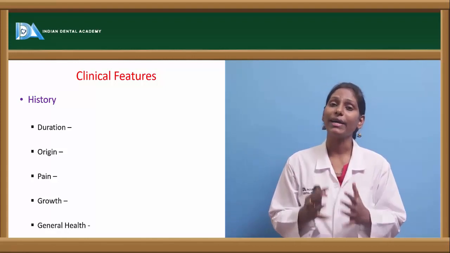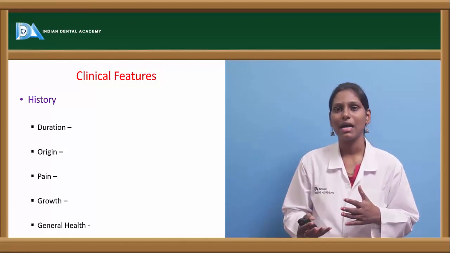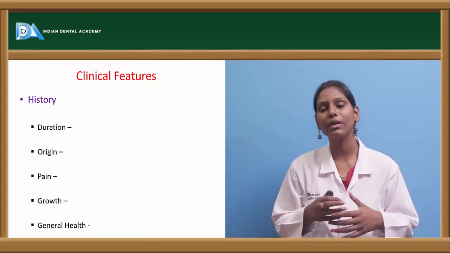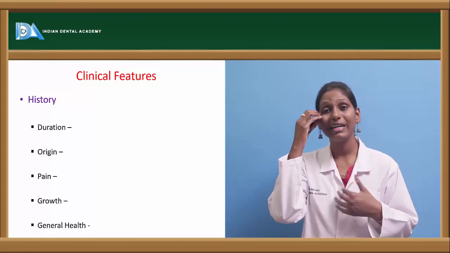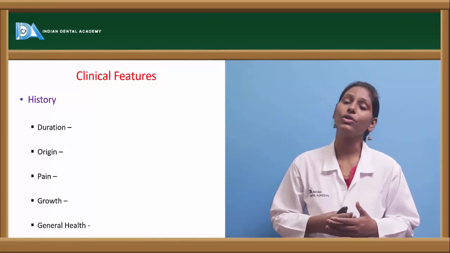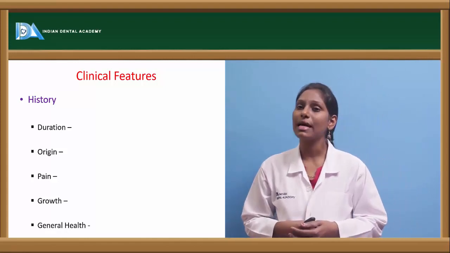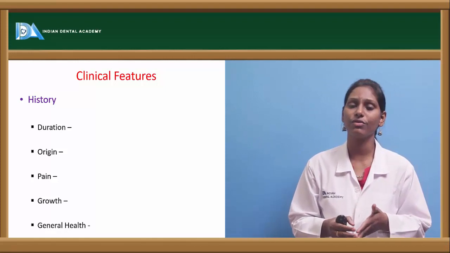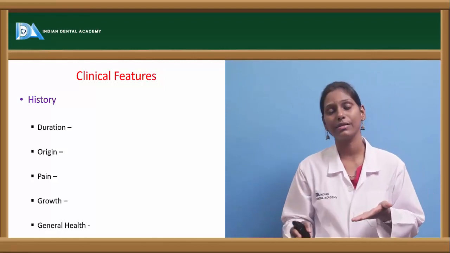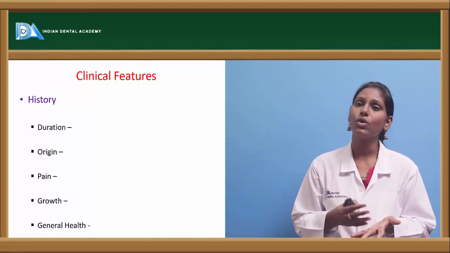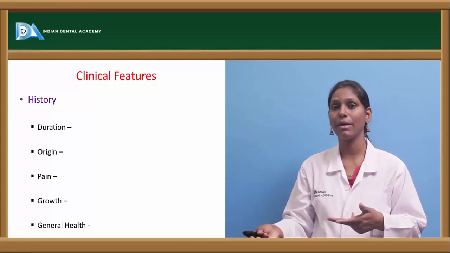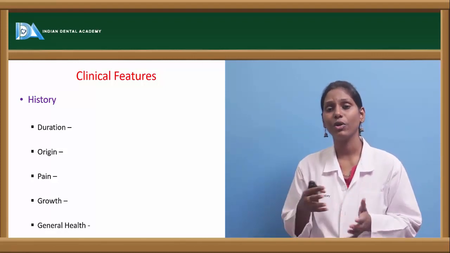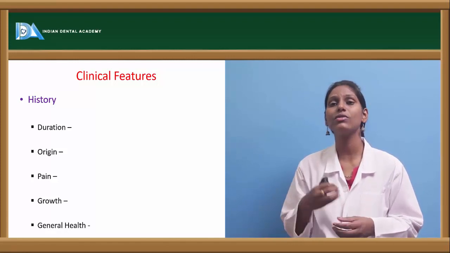Now how do we clinically examine them? What are the clinical features of those cysts? Before going into clinical examination, history also gives us some insight into what kind of cyst it is. For example, duration of the cyst. Whenever we ask a patient about duration, ask for how long it is present. Is it present right from birth, or did it develop after any trauma, or somewhere in between the developmental stage? So this gives us an insight.